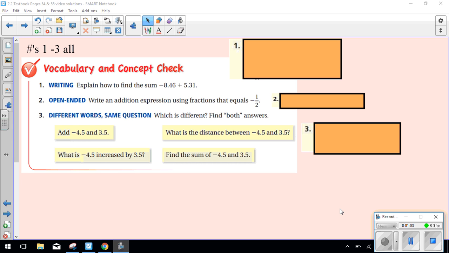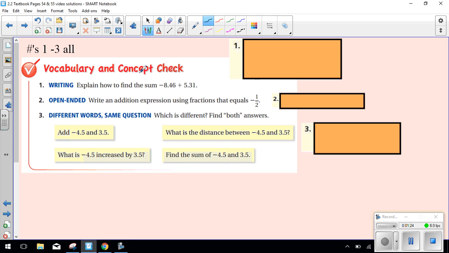So for number one, we're going to do 1, 2, and 3 all. We are asked to explain how we find the sum of -8 and 64/100 plus 5 and 31/100. Notice it doesn't say to find the sum. It just says explain how to find the sum.